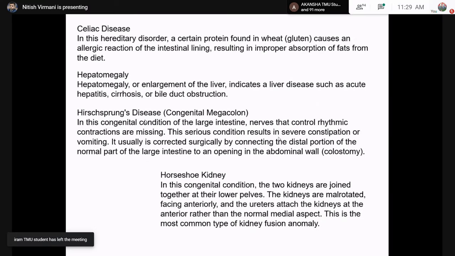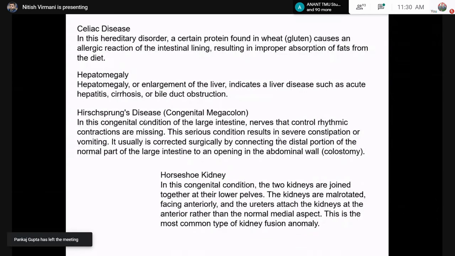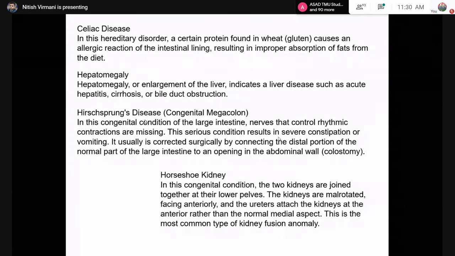Next, also a congenital condition, is horseshoe kidney, which is more common to see in the neonate or pediatric patient. That is, the two kidneys are joined together at their lower poles and make the form of a horseshoe. The kidneys are malrotated, facing anteriorly, and the ureters attached to the kidney are anterior rather than in the normal medial aspect. This is the most common type of kidney fusion anomaly.